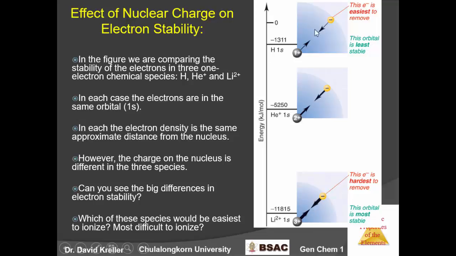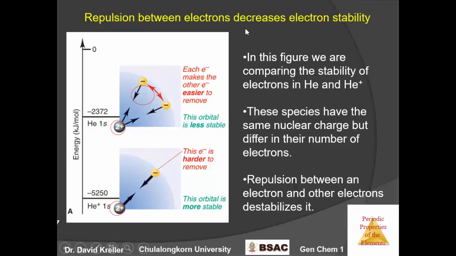On this slide, we just took a quick look at the effect of varying the nuclear charge. We see that the higher the nuclear charge, the higher the stability. Now, let's look at the effect of electron-electron repulsion. Again, we're comparing the stability of electrons in different types of atoms. And here, we're looking at helium atoms with just one or two electrons in them.